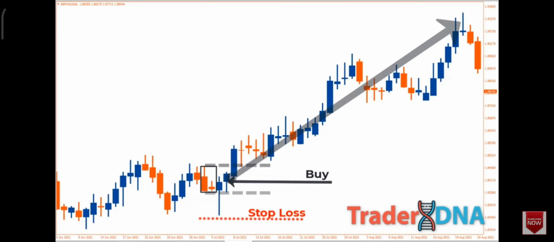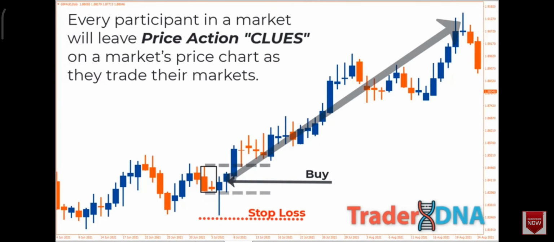Final word. A trader can use a market's price action to describe the human thought process behind a market's movement. Every participant in a market will leave price action clues on a market's price chart as they trade their markets. These clues can then be interpreted and used to try and predict the next move in a market.